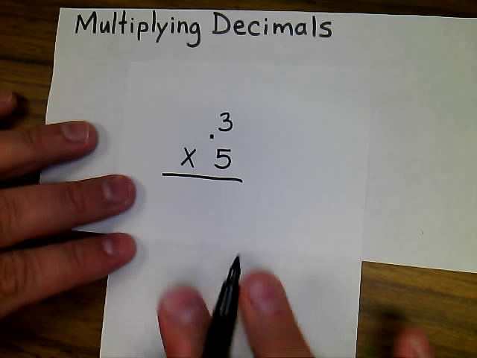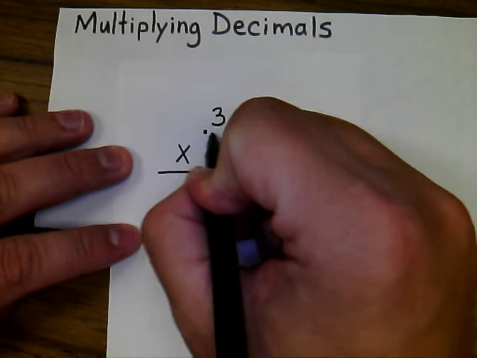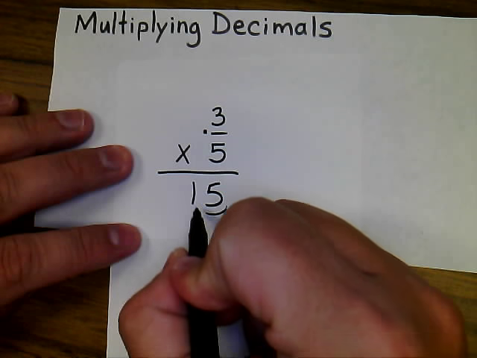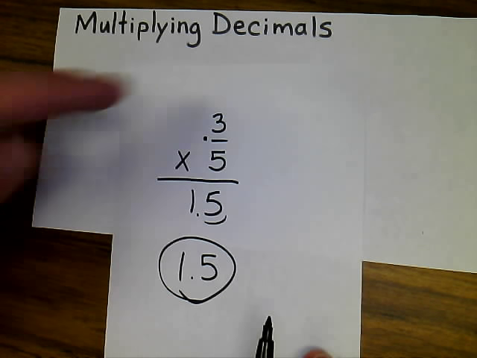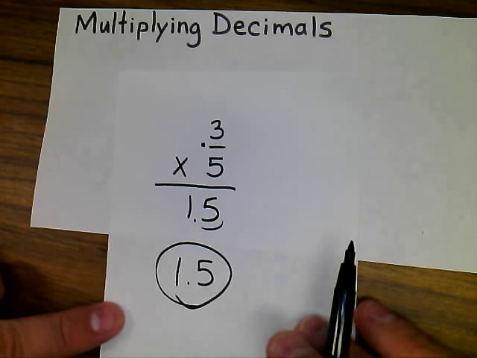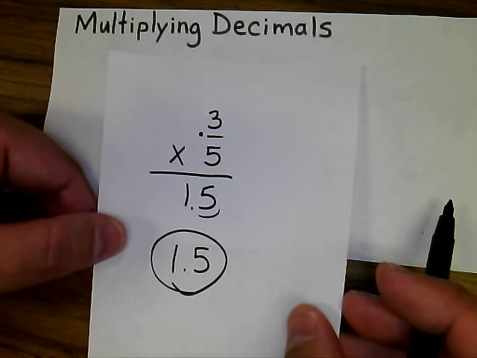Straight simple problem. We all know that 3 times 5 is 15, but because of the 1 decimal place, then we would bring that decimal point over 1 place to get an answer of 1.5. And that makes sense, because when you multiply point something times a whole number, your answer is going to be smaller because you're multiplying by a number less than 1.